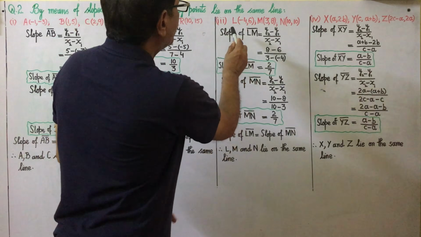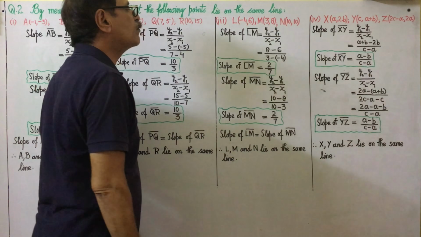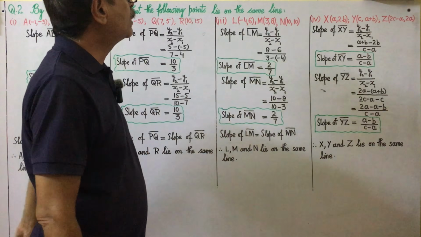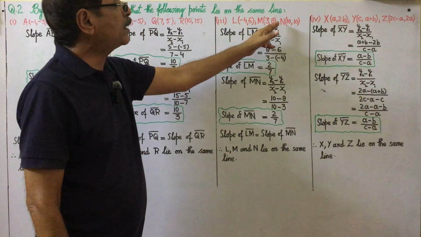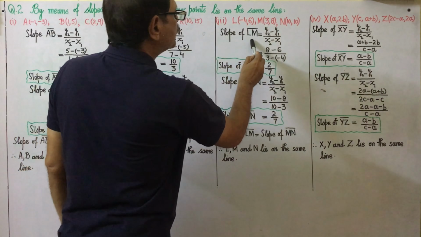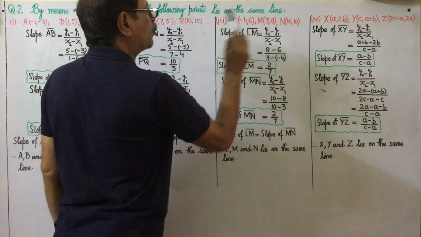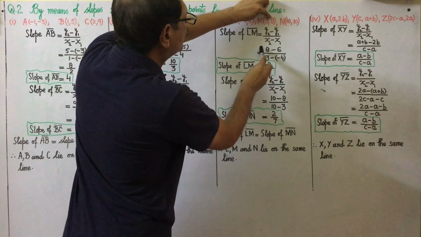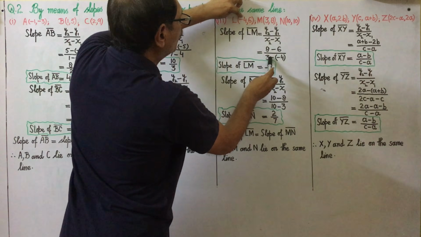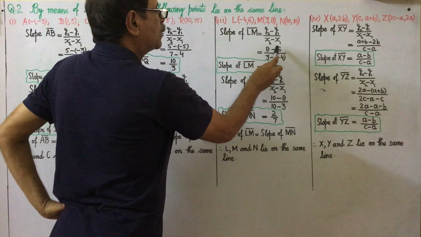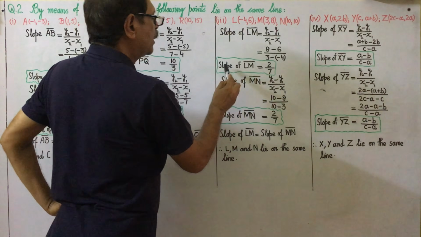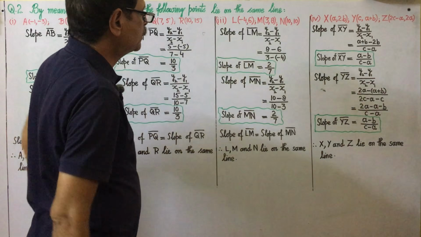Part 3. L, M and N are the three given points. If the slope of LM is equal to slope of MN, then L, M and N will lie on the same line. Let us see. Slope of LM is equal to y2 minus y1 over x2 minus x1. y2 is 8 minus y1 is 6. x2 is 3 minus x1 is minus 4. 8 minus 6 is 2. Minus into minus plus. 3 plus 4 is 7. Slope of LM is equal to 2 over 7.